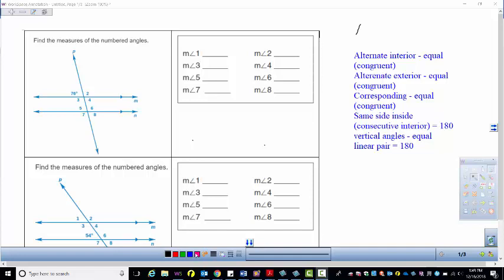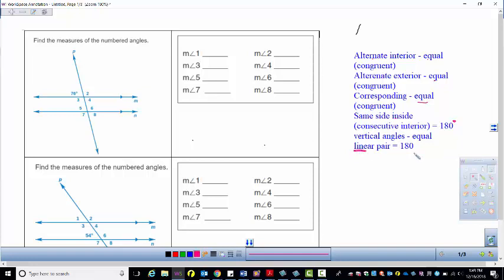So what we're going to do today is look at them and figure out how to find angle measures. So over on the side, you may want to hit pause on the video and write this down. Alternate interior angles are equal. Alternate exterior angles are equal. Corresponding angles are equal. Same side inside or consecutive interior angles add up to 180 degrees. Vertical angles are always equal. And remember our linear pair, those that make a line, add up to 180 degrees.